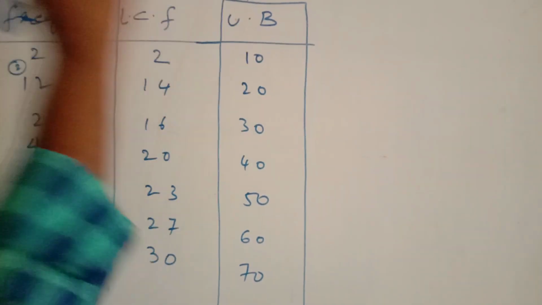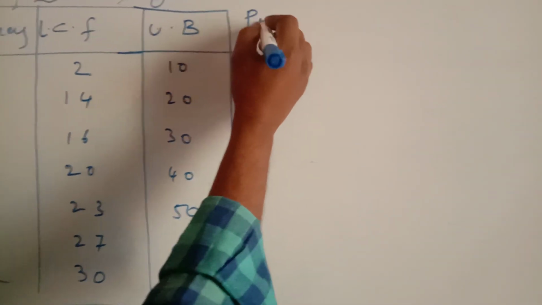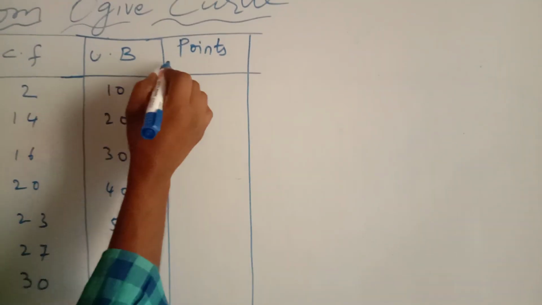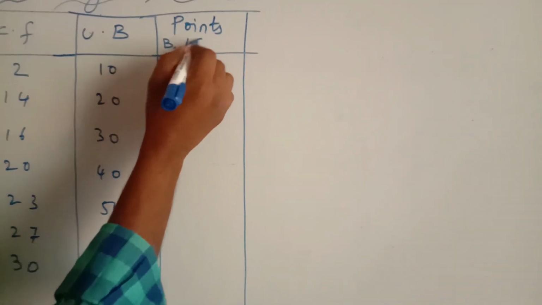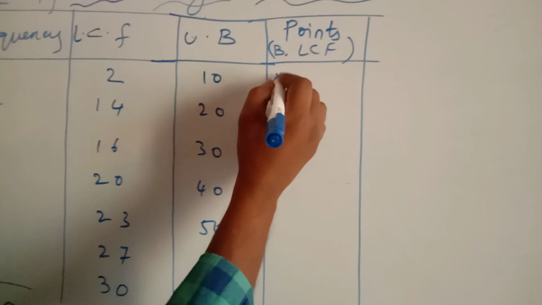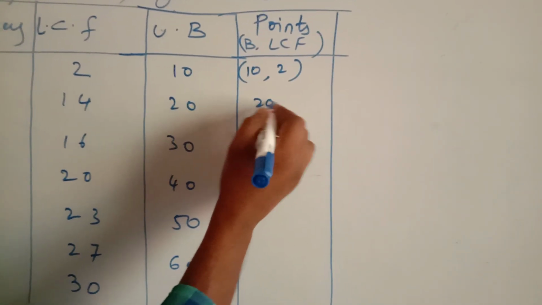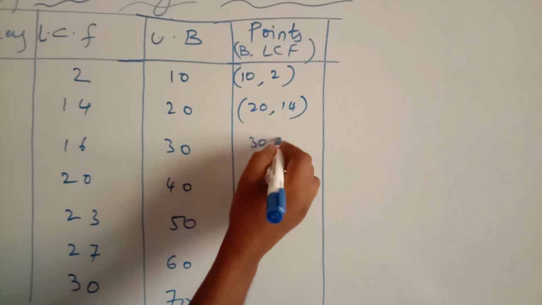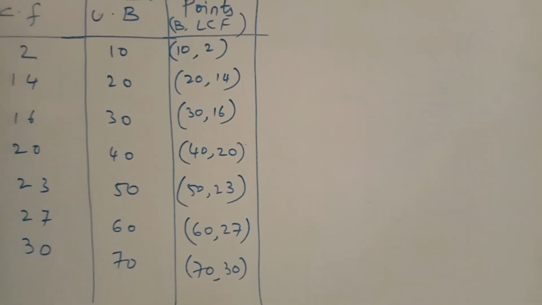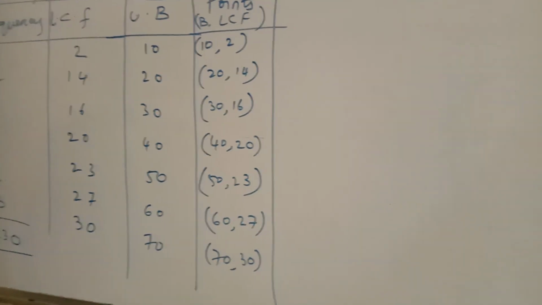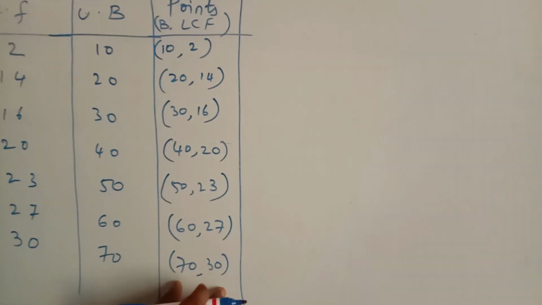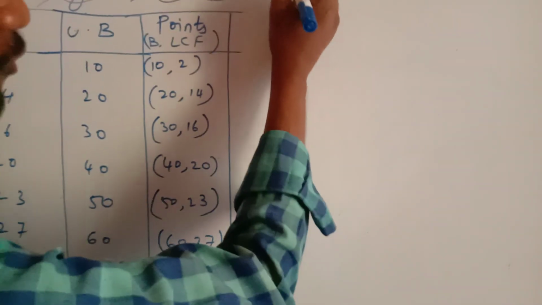After getting LCF and upper boundaries, the points you are going to consider are boundaries comma LCF, taking the upper boundaries. That is 10 comma 2, 20 comma 14, 30 comma 16, and so on up to 70 comma 30. With the help of these points you are going to draw the graph.